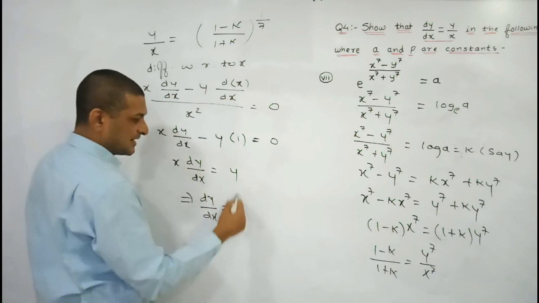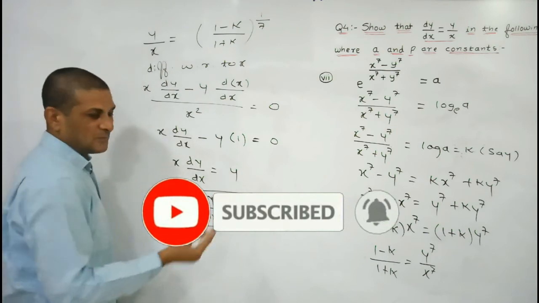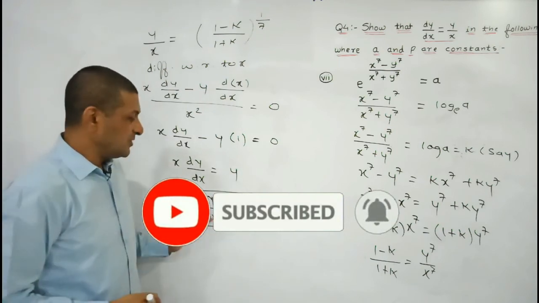x comes over here, divided by x by y. In this way we have got the value of dy by dx equal to y by x.